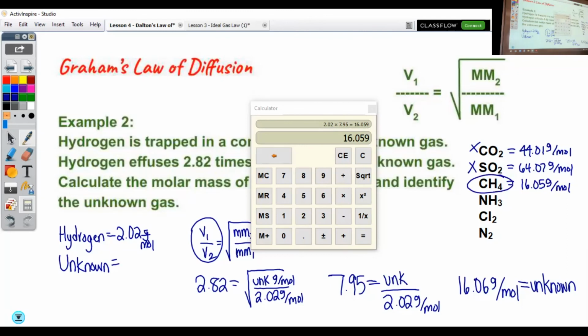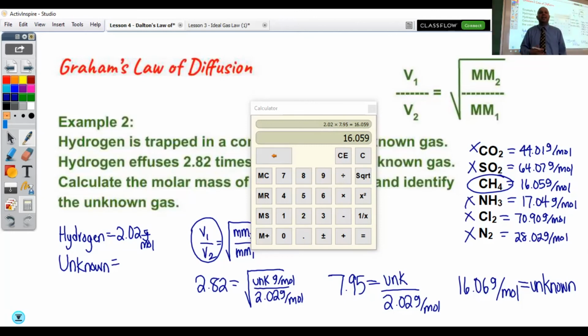Let's take a look at the other ones. We just calculated ammonia in a previous example. That was 17.04 grams per mole. Chlorine gas would be 70.90 grams per mole, or 2 times 35.45. And finally, N2 would be 28.02 grams per mole. So it's definitely not nitrogen, chlorine. And although ammonia is close, it's not as close as CH4 or methane is. So I would indicate that methane is the final answer in this problem.